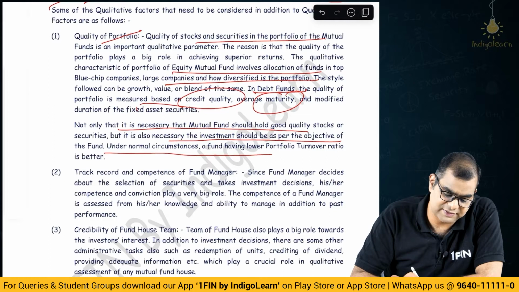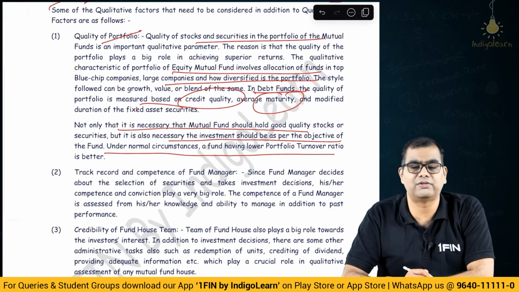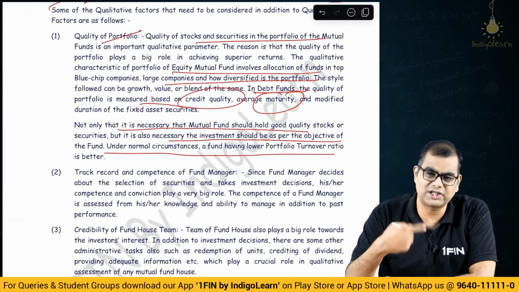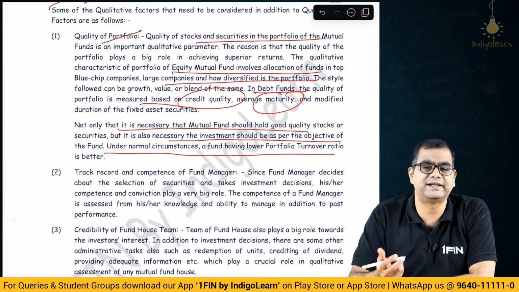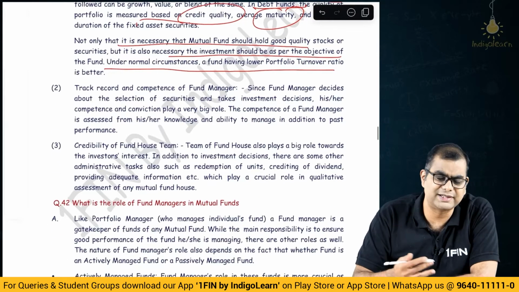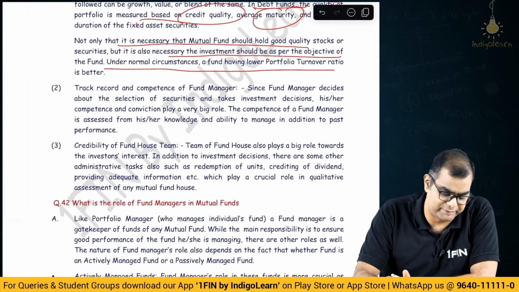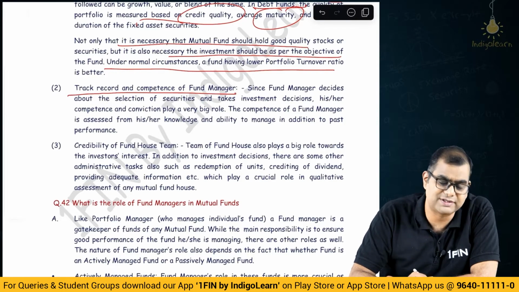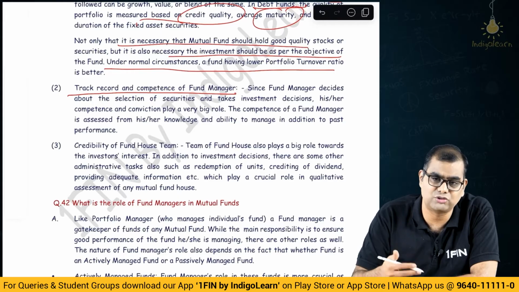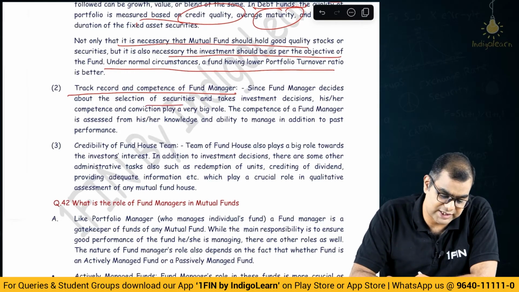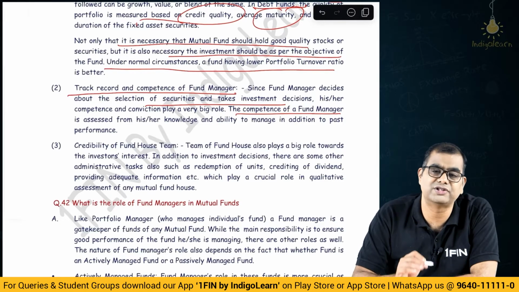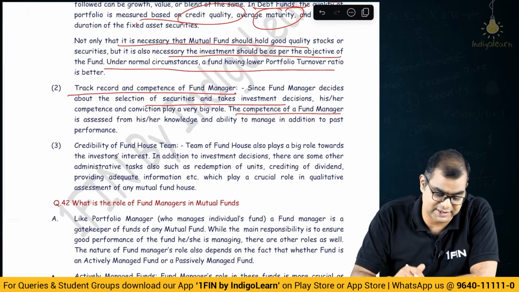Under normal circumstances, a fund having a lower portfolio turnover ratio is better. That is, a fund that is constantly buying and selling is not necessarily treated as a good fund. It is basically a poor way of doing business. Then track record and competence of the fund manager. Fund managers are the ones who are running or managing the entire fund. They are the ones who select securities. The competence of a fund manager is very, very important, as is their past experience.